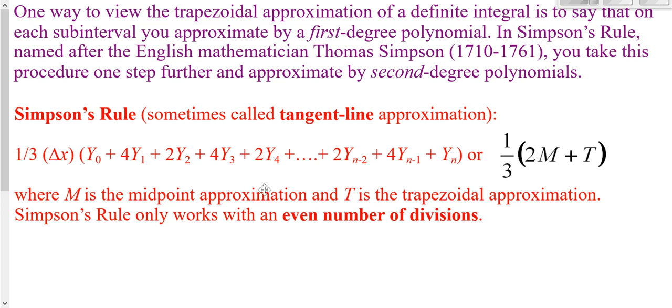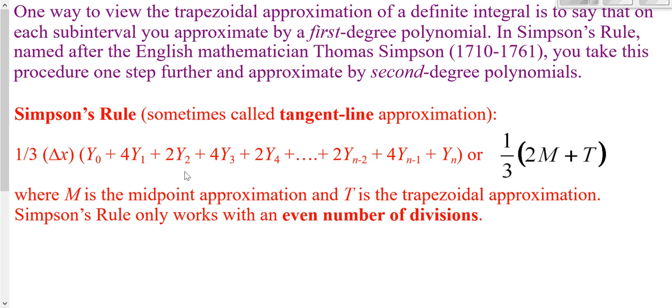Now, Simpson's rule works if you're dealing with an even number of divisions. So it would work if you had 10 divisions or 28 divisions. It would not work if you had 27 divisions because it's an odd number.